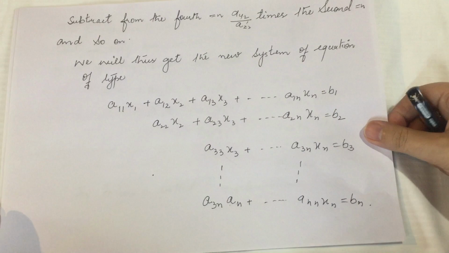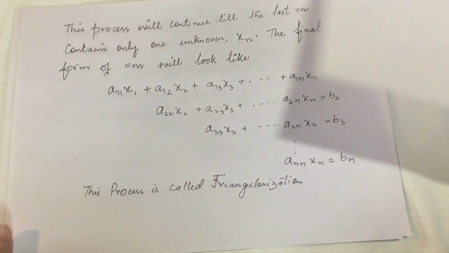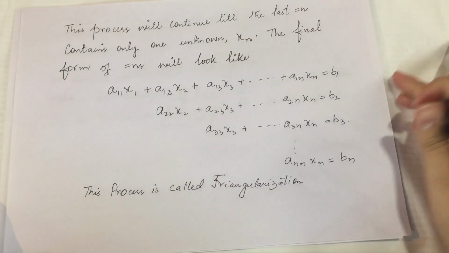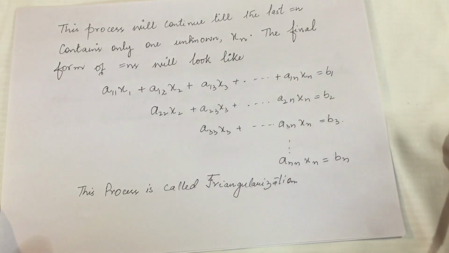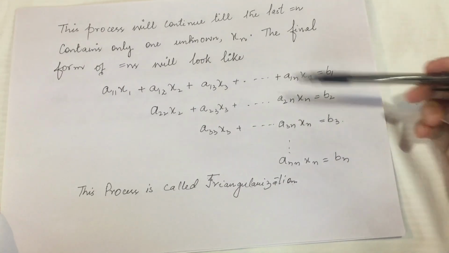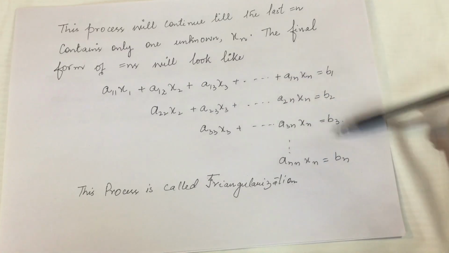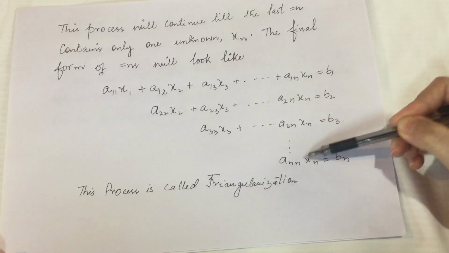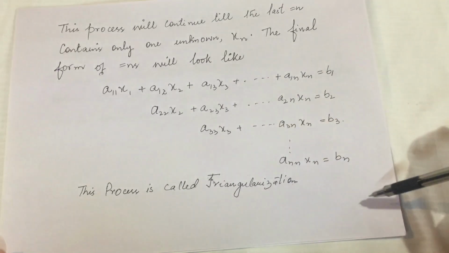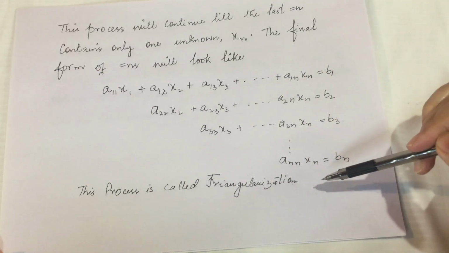Similarly, this process will continue till the last equation contains only one unknown, xn. The final form of equations will look like this. That means this process continues until the last equation contains only one unknown. This process is also known as triangularization.